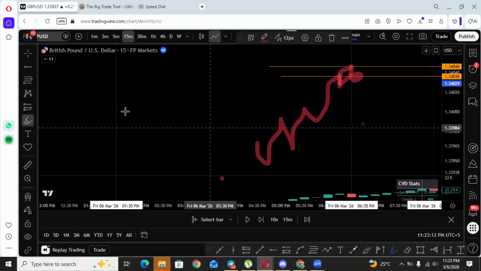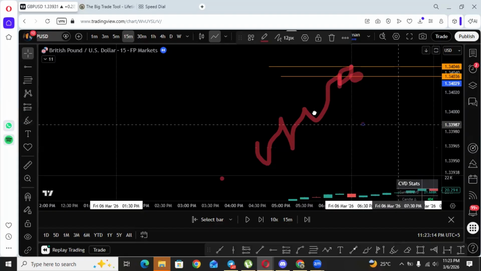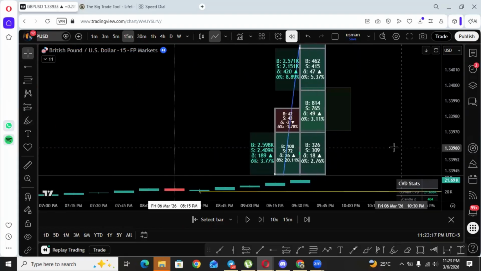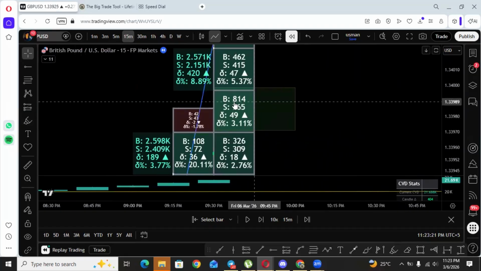So let me show you here in the footprint what was happening at this price level. If you can read this, buyers were 814, sellers were 765. So who were more at this point? Who were more in quantity at this point? Tell me.